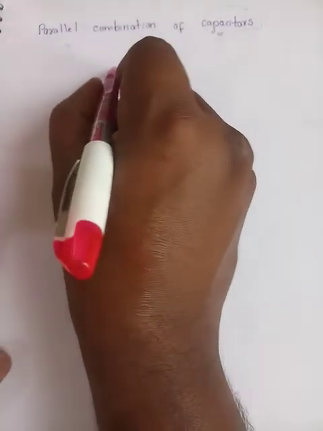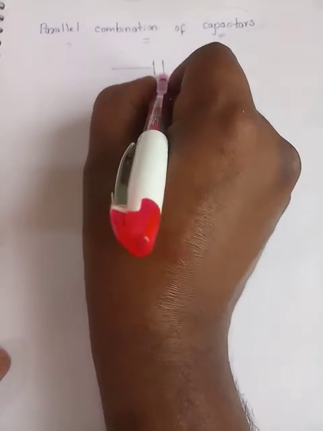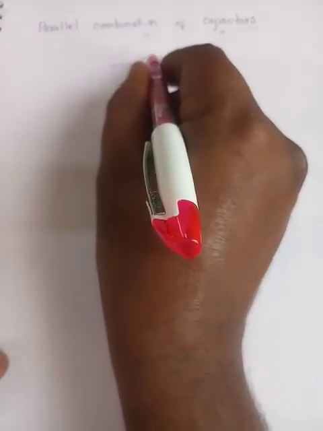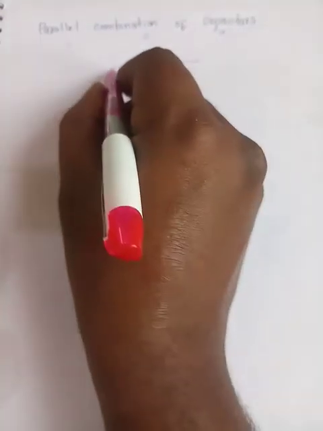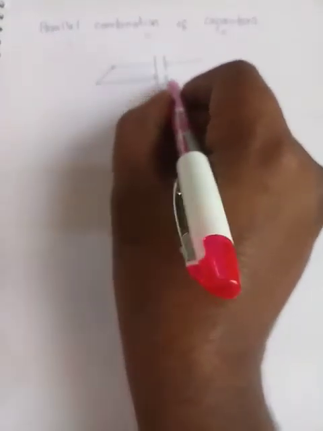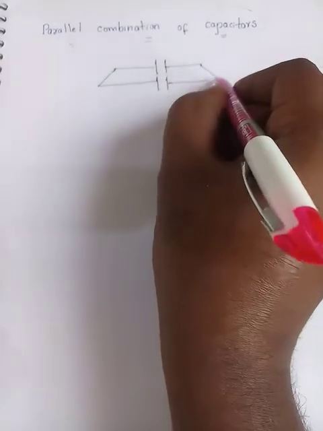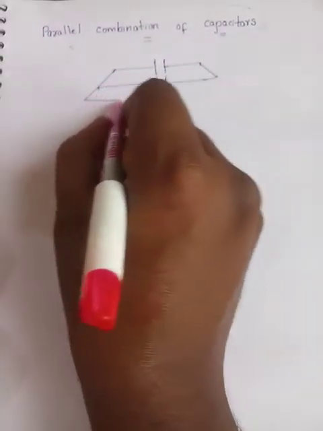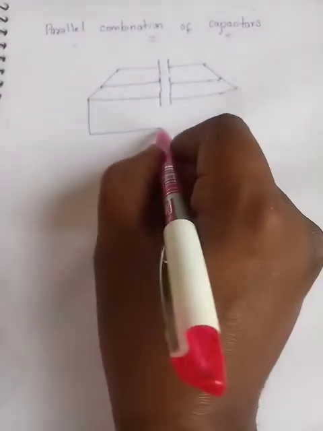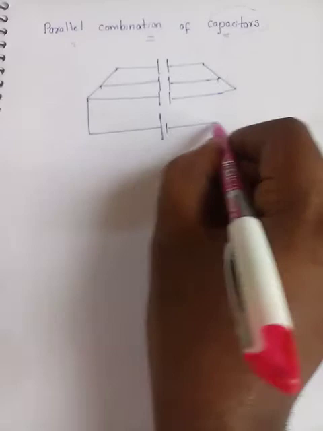See here, parallel combination is where all plates of one nature, for example all positive plates, are connected to one end and negative plates are connected to another end. So here also I am considering three capacitors. See, all are connected, right? And this connection is given to a battery.